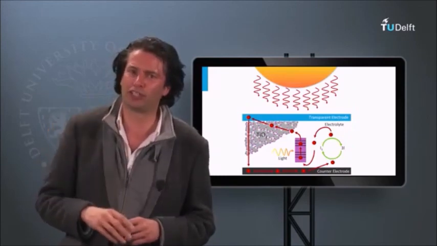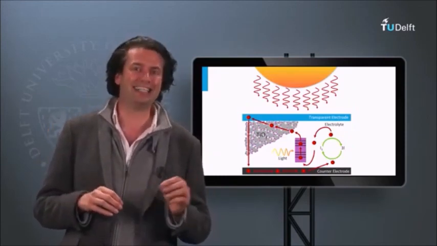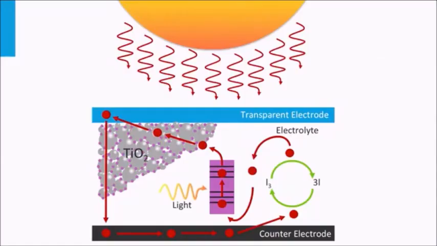An alternative solar cell concept based on organic materials is the so-called dye-sensitized solar cell. It's a photoelectrochemical system. It contains titanium oxide nanoparticles, dye particles, an electrolyte, and a platinum contact. In this illustration, the dye-sensitized solar cell is schematically shown.